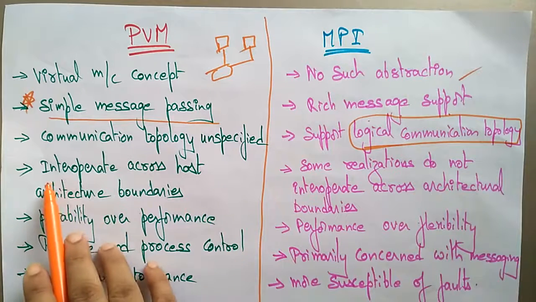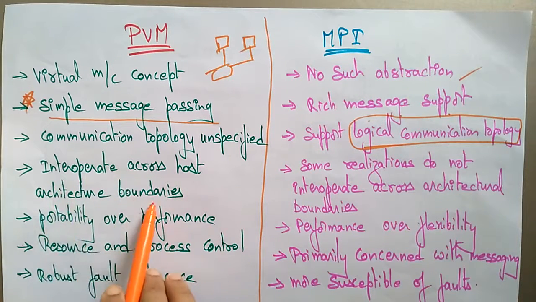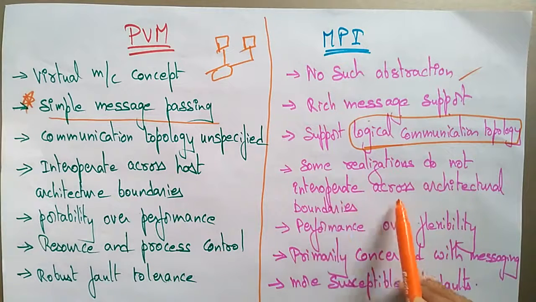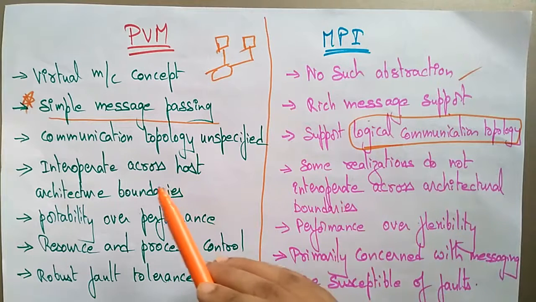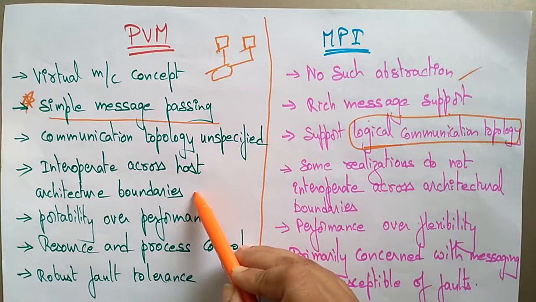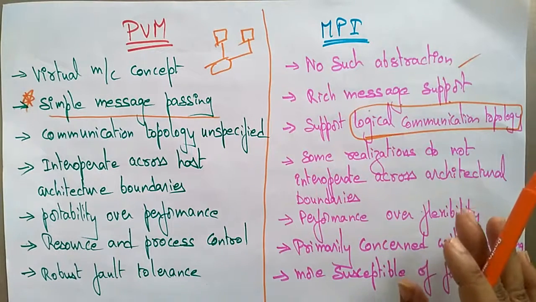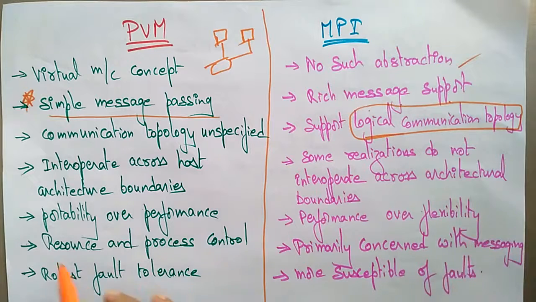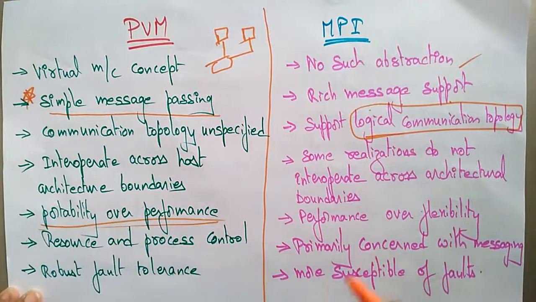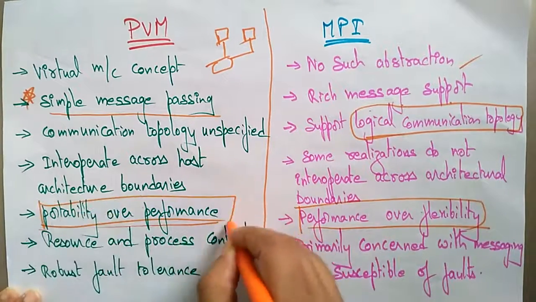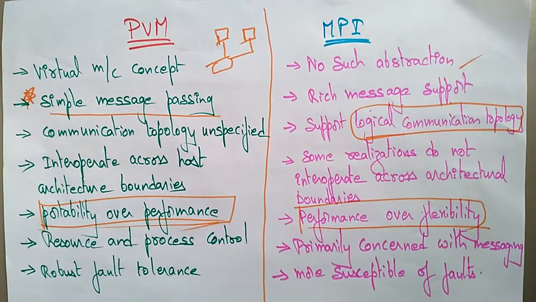And parallel virtual machines interoperate across host architecture boundaries, whereas in MPI, some realizations do not interoperate across architectural boundaries. And PVM favors portability over performance, but MPI favors performance over flexibility. This is the main difference between PVM and MPI: PVM is portability over performance and MPI is performance over flexibility.